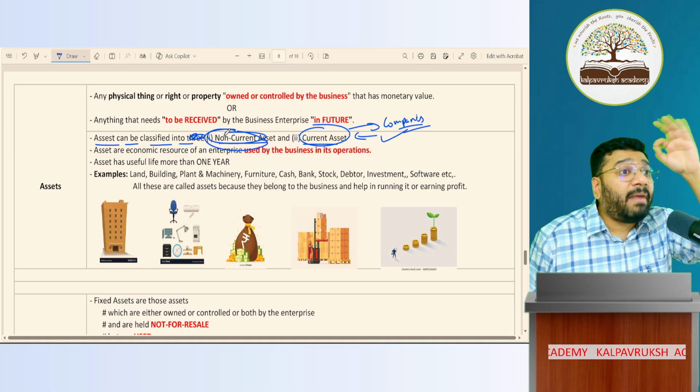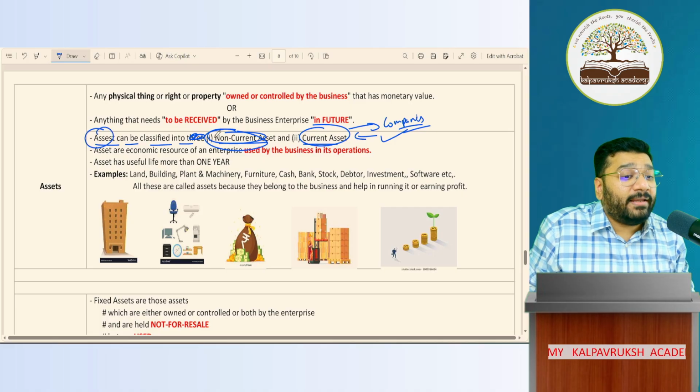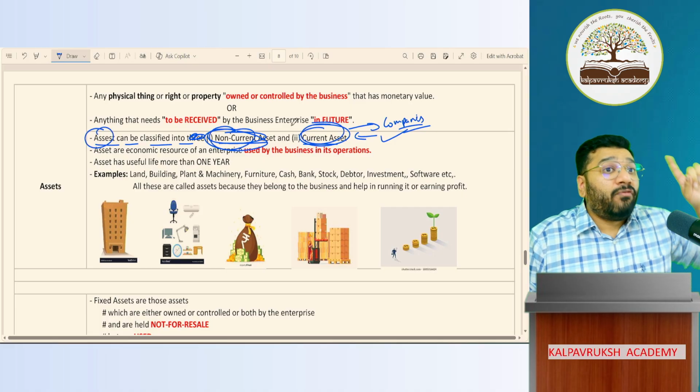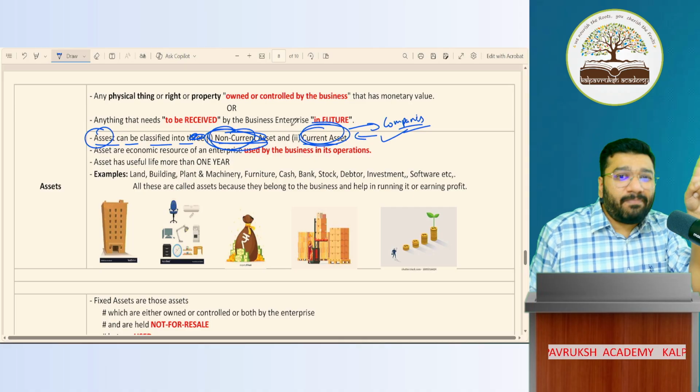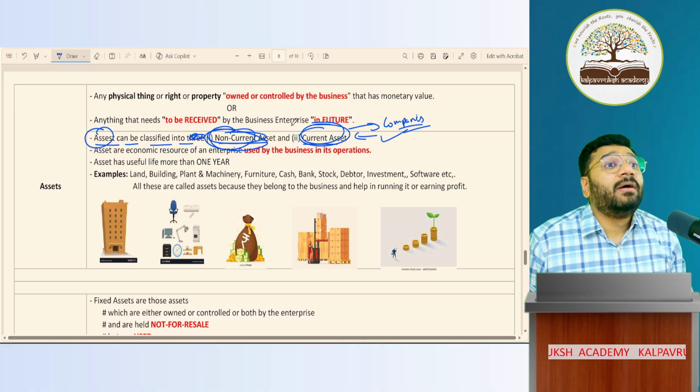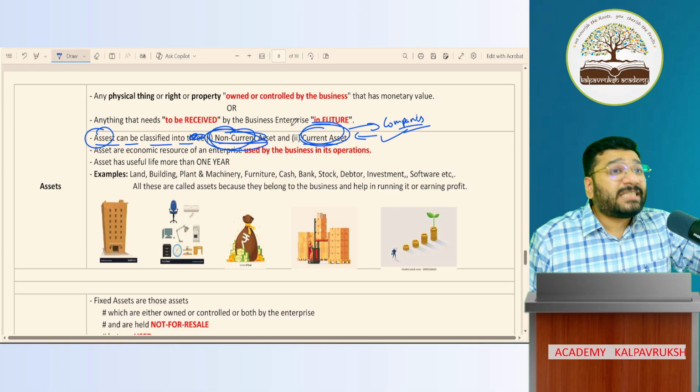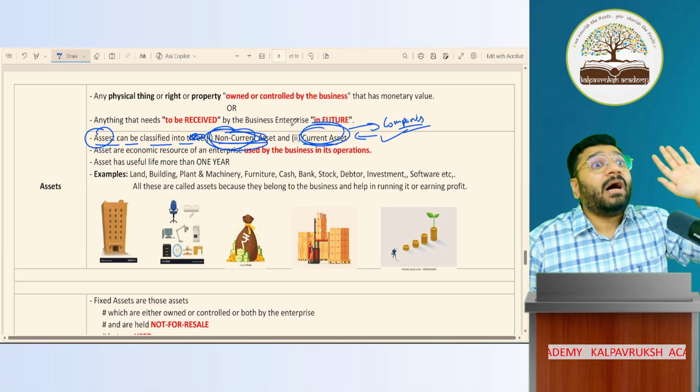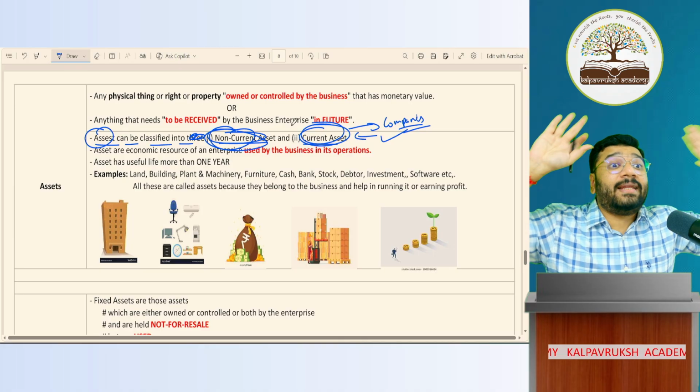For a company, it is mandatory that you have to bifurcate assets into two categories, non-current and current. For other than companies, such as a sole proprietorship concern, partnership concern, or LLP, it is not compulsory. It is optional. If you want to classify this as non-current asset, current asset, you do it. Otherwise, you can do your own categorization.